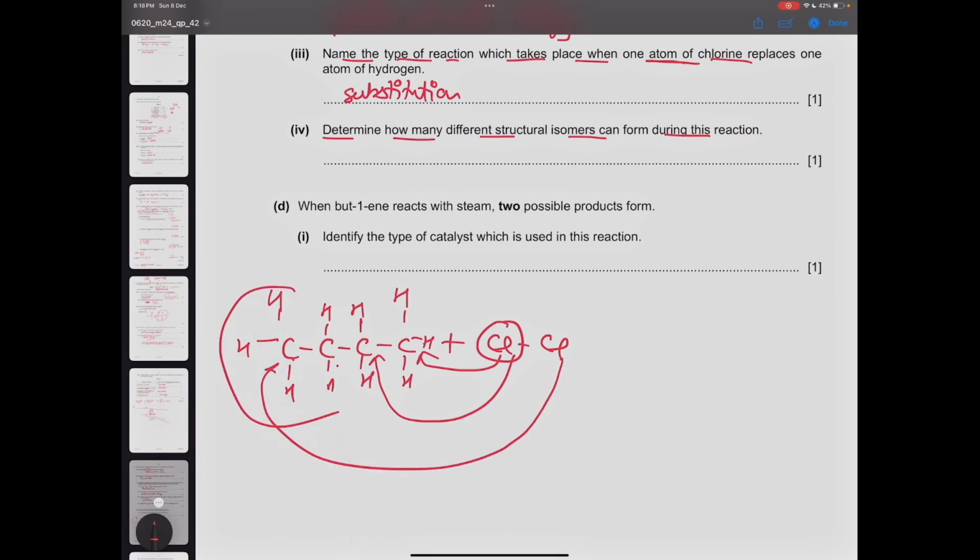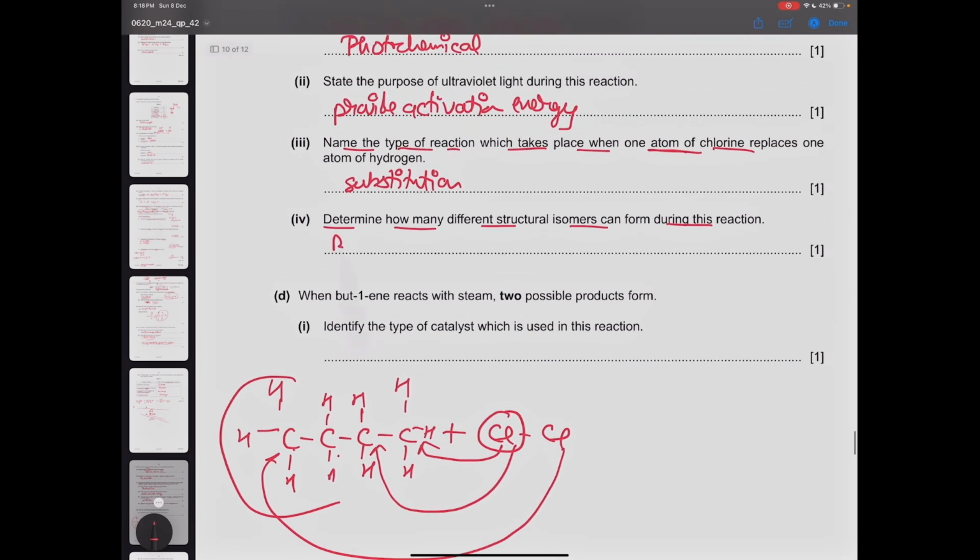So determine how many structural isomers. Only butane. Wait, there is some problem. Give me 1 minute. How many structural isomers can form during this reaction? So only two. All right. Chlorine can attach at the first carbon or it can attach to the second carbon. So the answer should be two.